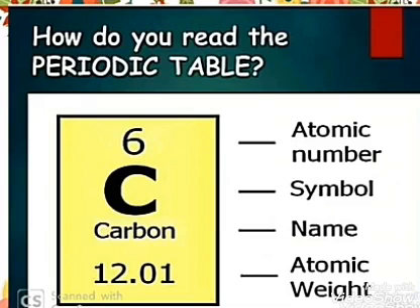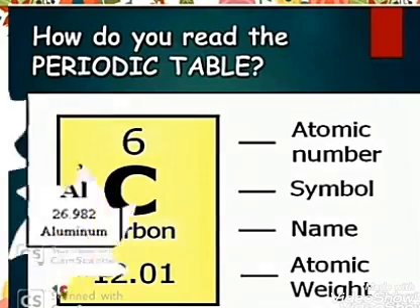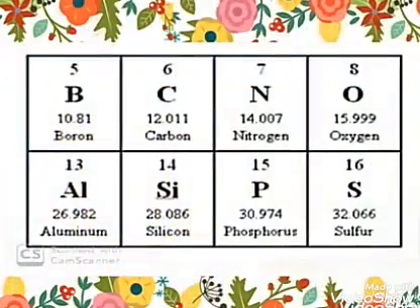The name of the element is mentioned right below the bolded symbol. At the top of the symbol you can see 6 mentioned. This 6 shows the atomic number of this element. 12.01 is mentioned at the bottom. It shows the atomic mass or weight of this carbon atom. Here are some elements taken from the periodic table for you to make these rules understandable properly.